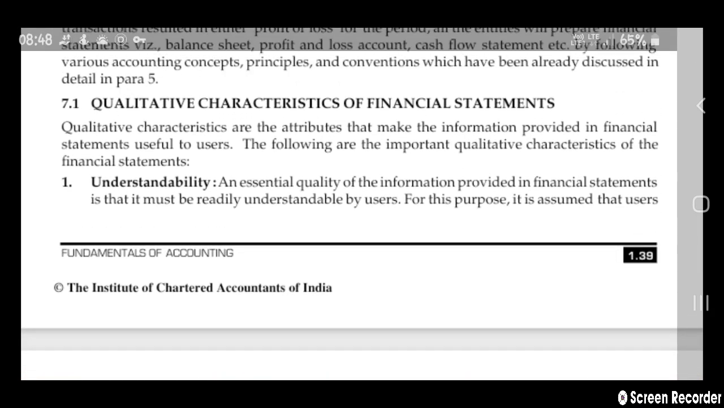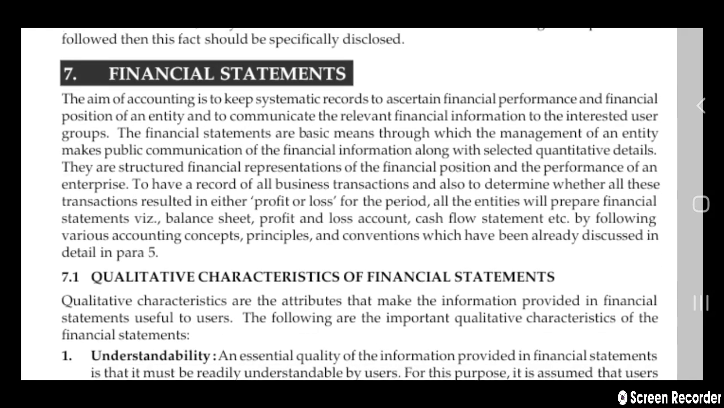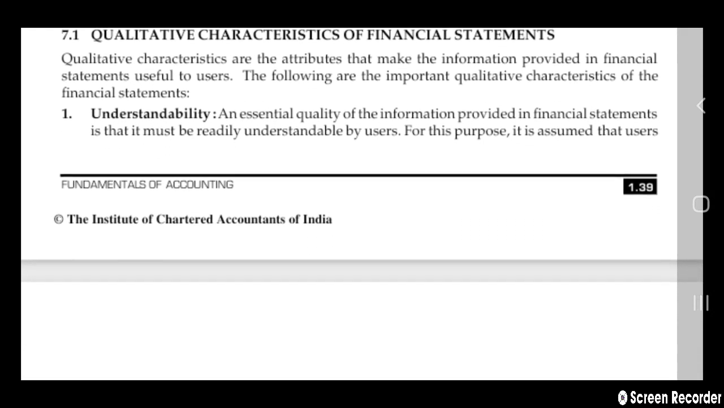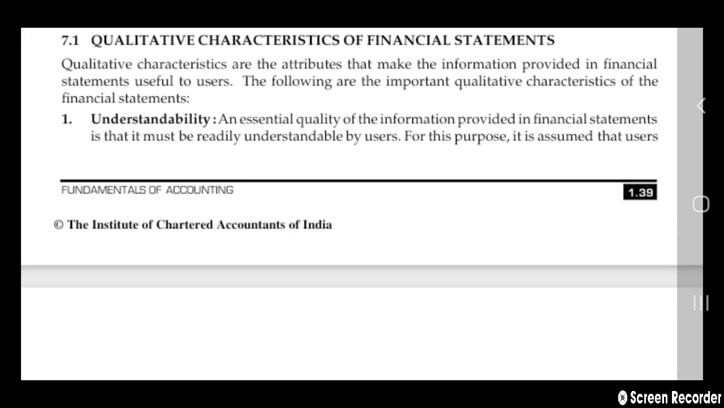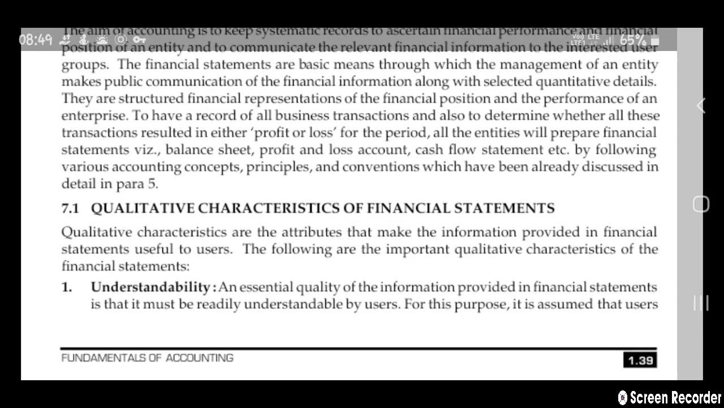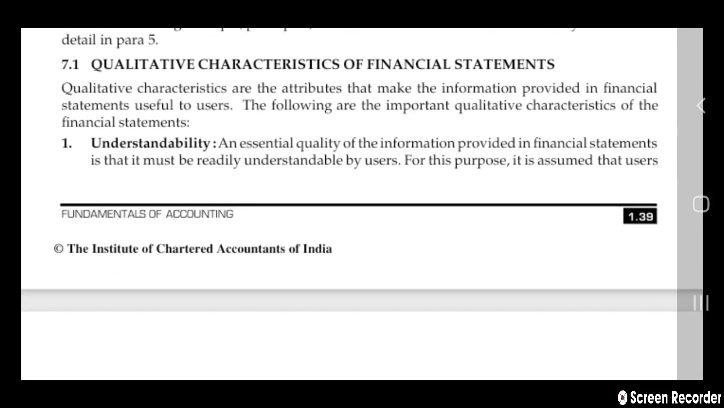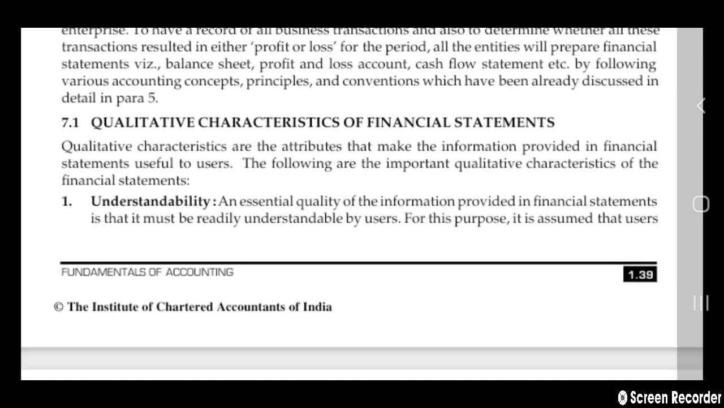Next, the qualitative characteristics of financial statements. Financial statements have some qualitative characteristics, or attributes. They are the attributes that make the information provided in financial statements useful to the users. The following are some of the important qualitative characteristics of the financial statements. The first is understandability.